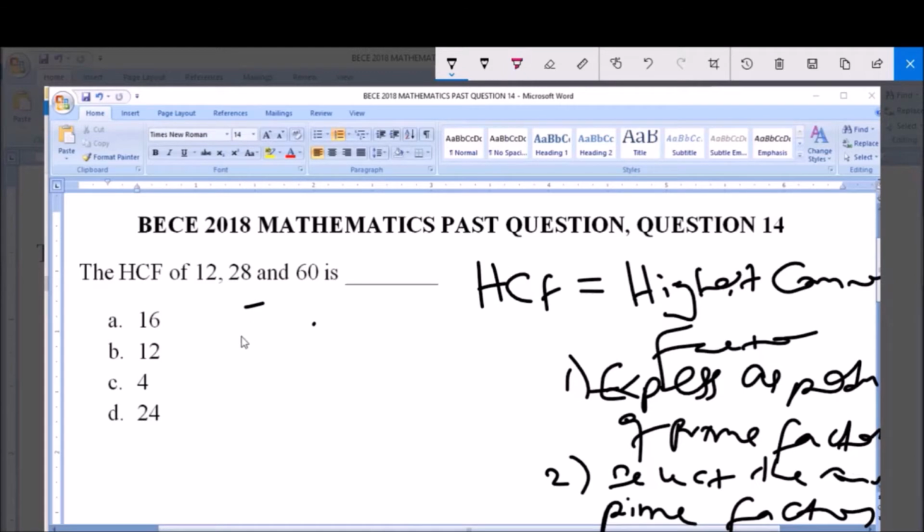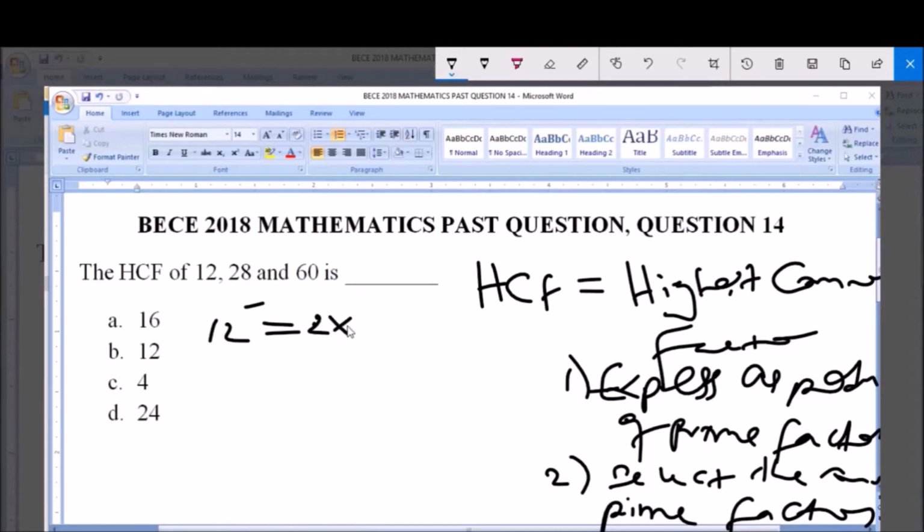Now let's start with 12. To express 12 as a product of its prime factors, it means that we shall express 12 as a product of factors which are prime numbers. And the lowest prime number is 2. So we start from the lowest prime number and we check if 2 can go into 12. So 2 will go into 12 how many times? 6 times. So we write 2 times.